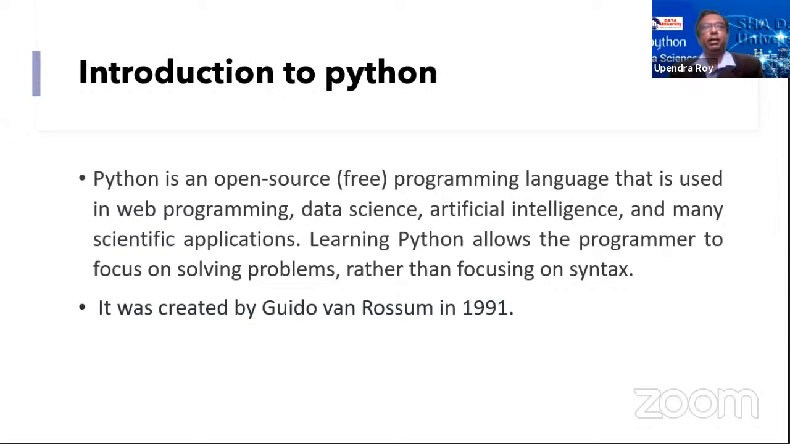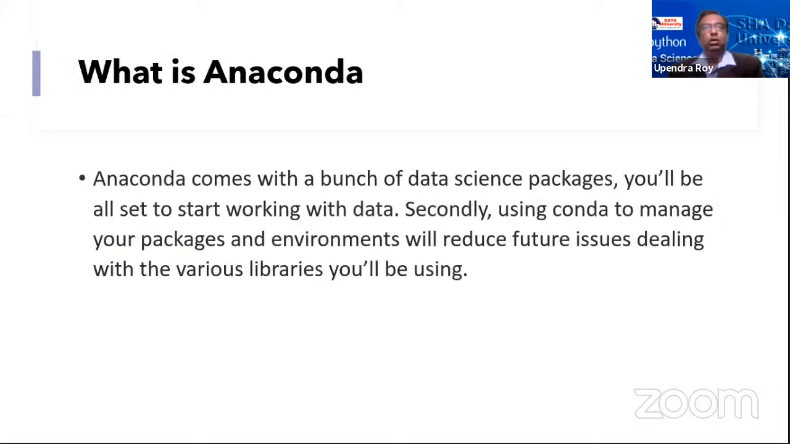It was created by Guido van Rossum in 1991. That means it's even older than Java programming. Java was developed in 1995 or 6. And nowadays, any network programming or data science programming is being done through Python only. So now, what is Anaconda?